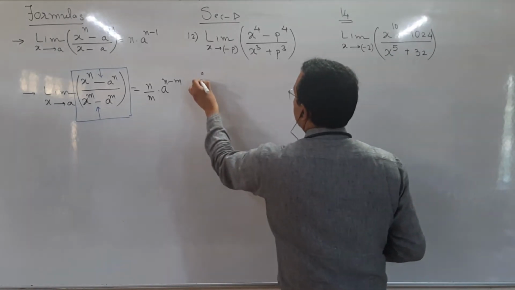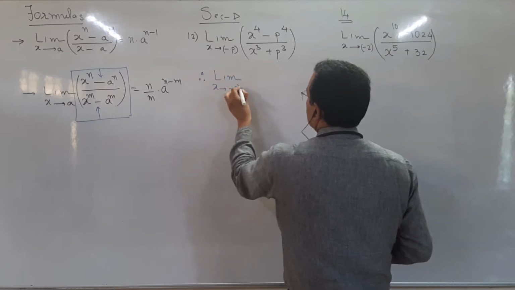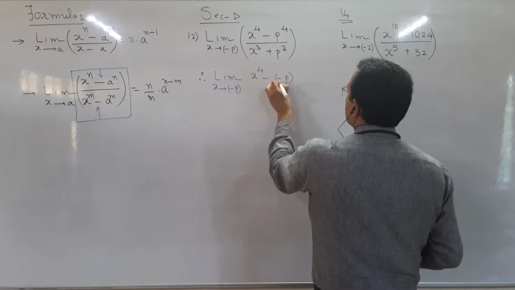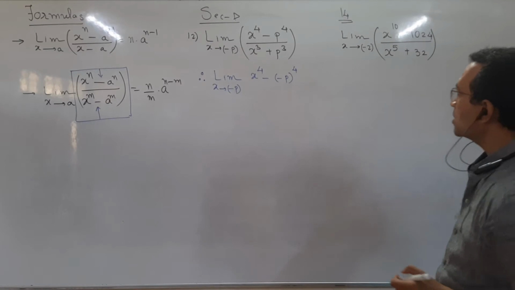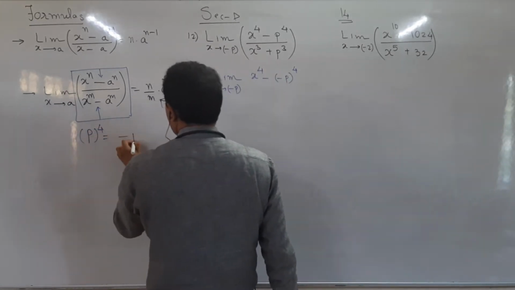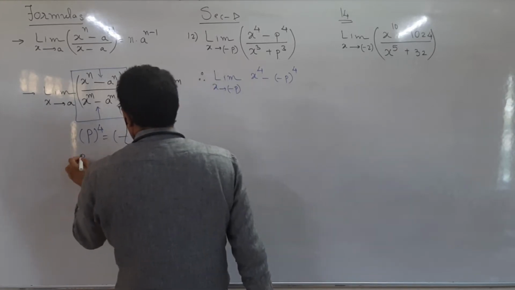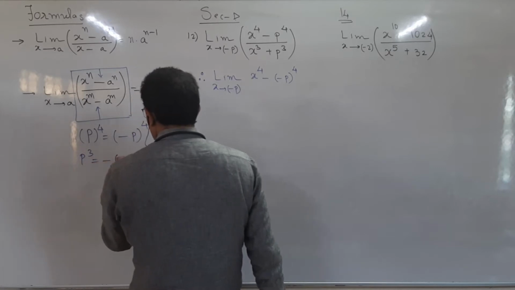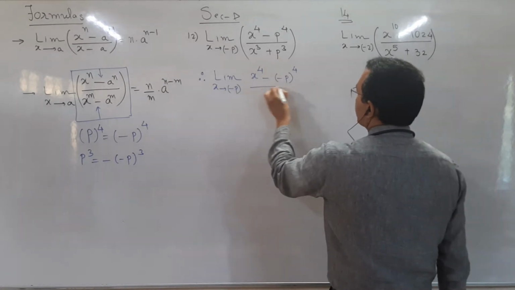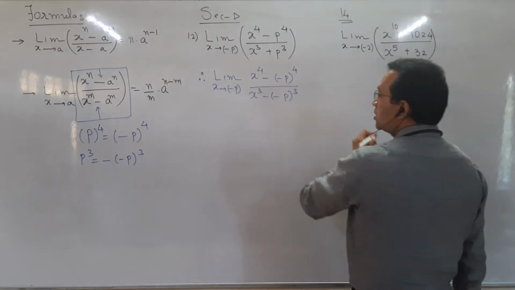So this is written as limit x tends to minus p, x raised to 4 minus p raised to 4. Students, p raised to 4 is same as minus p raised to 4, and p cube is written as minus of minus p the whole cube, because I need a negative sign. So this is x cube minus minus p the whole cube.